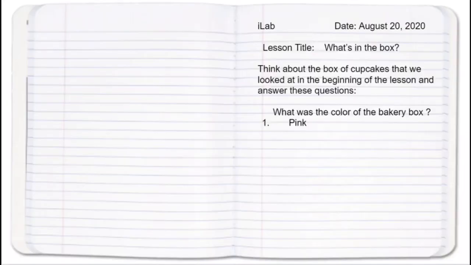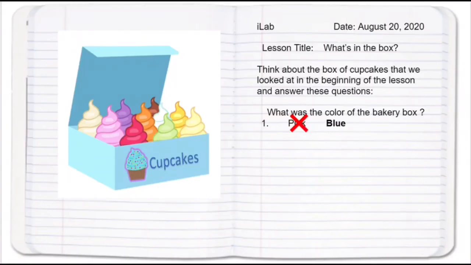Okay, so we're going to go back and see how well we did. So the first question was, what color was the bakery box that the cupcakes were in? My answer was pink. Let's look back at that picture and see if I was right or if you were right. Oh no, the box was blue. How did you guys do on that question? Did you get it right?